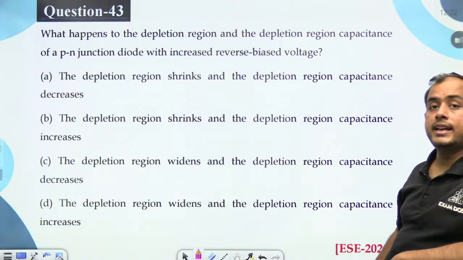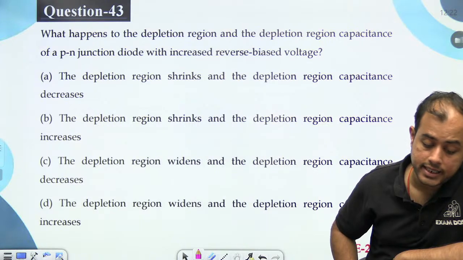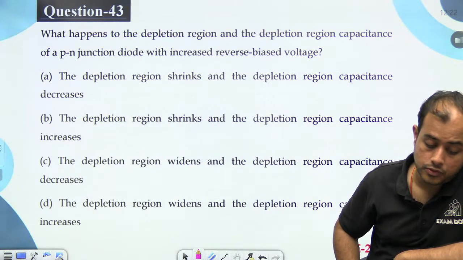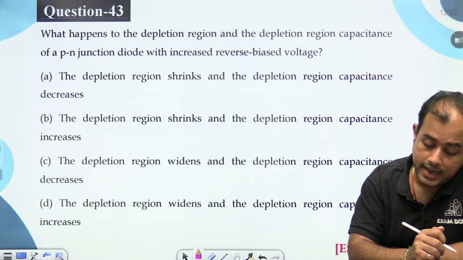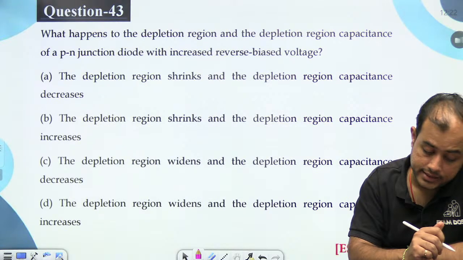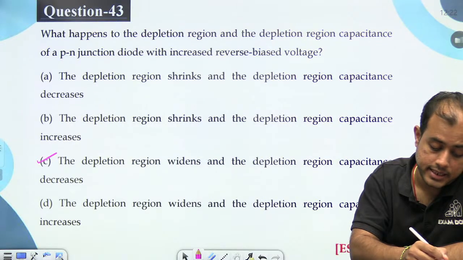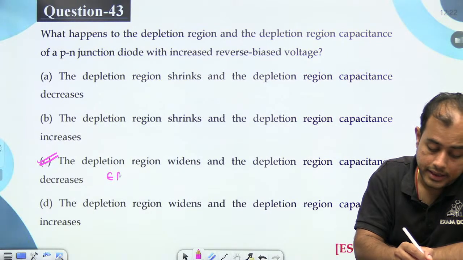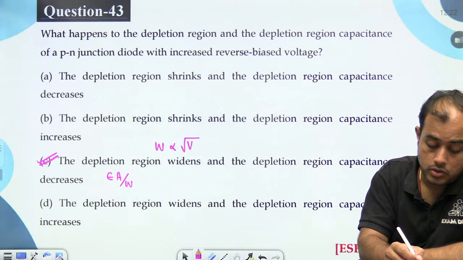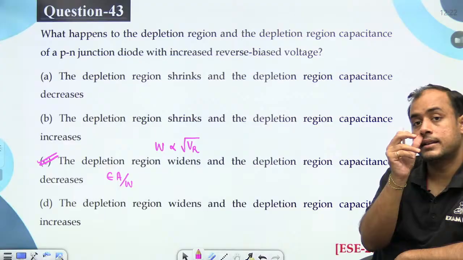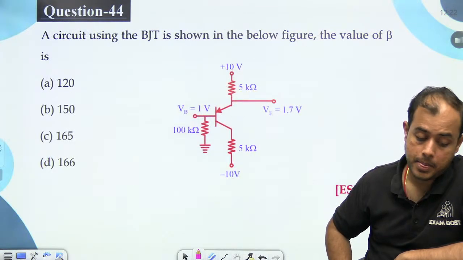ESE 24 again. What happens to the depletion region and depletion capacitance with increased reverse bias voltage? The depletion region widens and the depletion capacitance decreases. Dekho, depletion width toh badhegi and capacitance decreases, by epsilon A by W. So when you increase the reverse bias voltage, the width increases and the capacitance decreases.